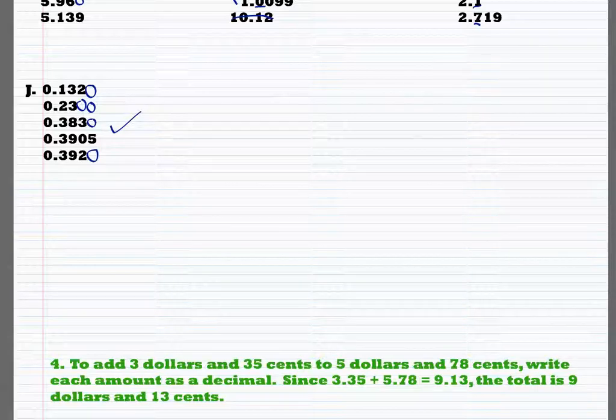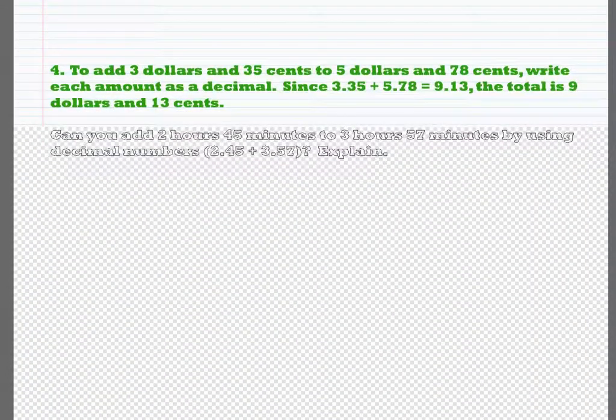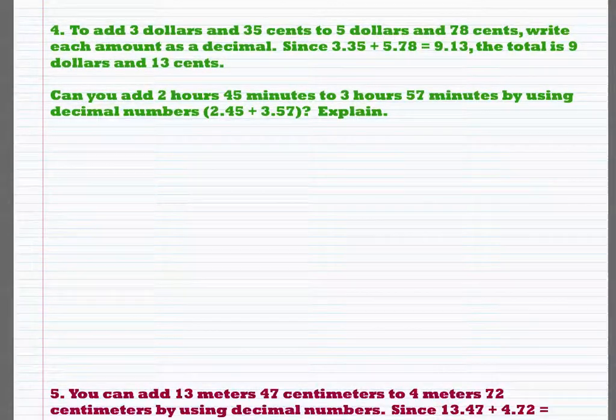All right, moving on to number 4. So this was about the problem with dollars and cents here and hours and minutes. So obviously when I add dollars and cents, I could put those numbers into decimals and add them together. So it says since $3.35 plus $5.78 equals $9.13, the total is $9.13, right? So this works because up here, dollars and cents are based off the number 100. It's a power of 10.